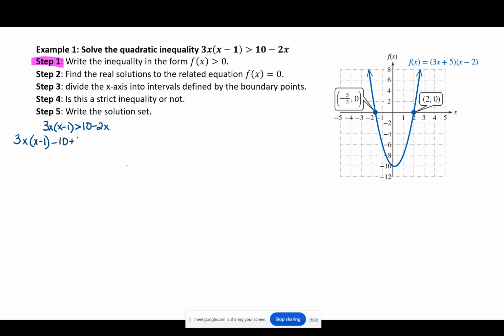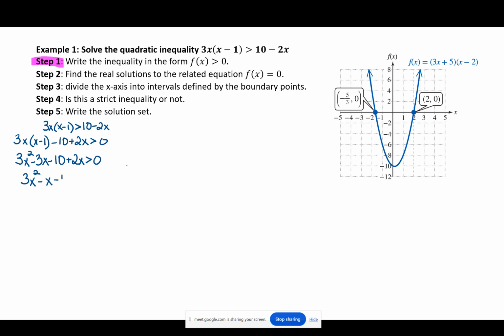3x times x minus 1 minus 10 plus 2x is greater than 0. And then we're going to add up everything on the left side. So we'll have 3x squared minus 3x minus 10 plus 2x is greater than 0. And then we will just combine everything.